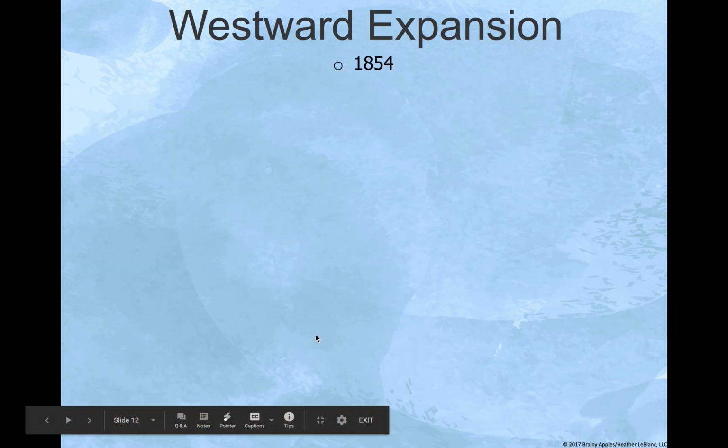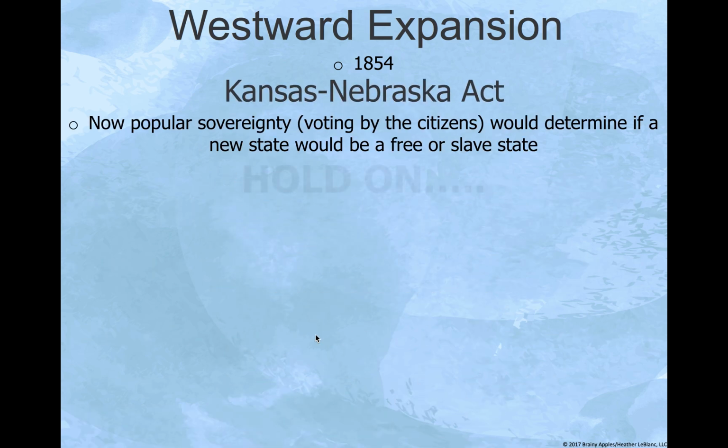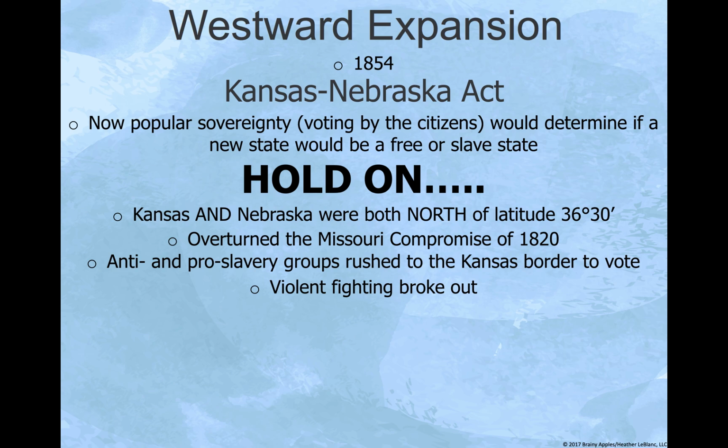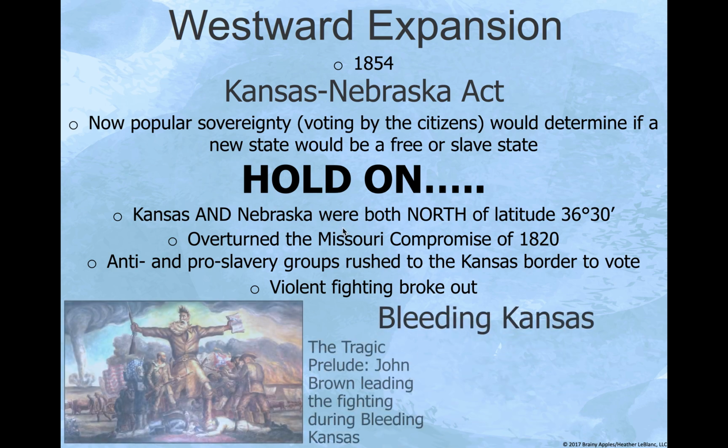So in 1854, the Kansas-Nebraska Act was passed. What this act says is that now popular sovereignty, or voting by the citizens, would determine if a new state would be a free or a slave state. So the government decided that we're going to leave it up to the people to vote in all those new states, whether or not that state would be a free or a slave state.